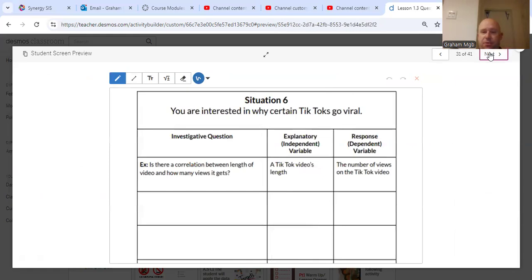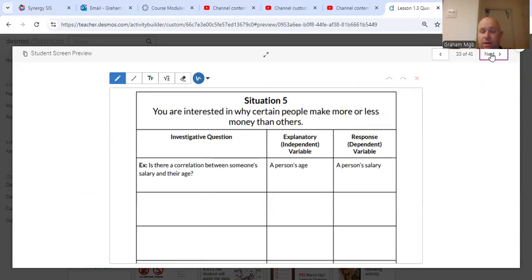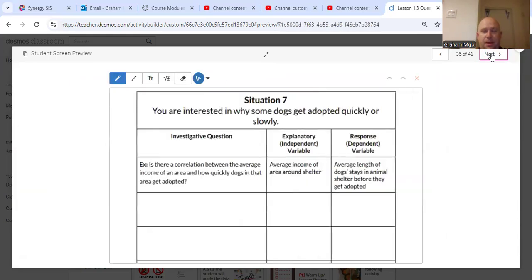We then tried to split people into groups, and we got different people to think of ideas. We've rearranged this. This is situation 6. We picked this one because this is the one that people found easier to do. And I'll show you the other ones, and you can have a practice if you weren't in class thinking about what questions could you ask. TikTok was popular because students know TikTok, they know social media, and they had some really good ideas for this. Also talking about TV shows. Why people make more money than other people, why certain shoes are popular, shopping once again popular. Interested in why some dogs get adopted quickly or slowly. People tended to find that one a little bit more difficult, and that's why this is near the end.